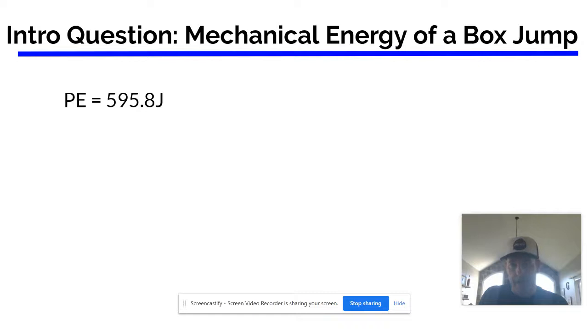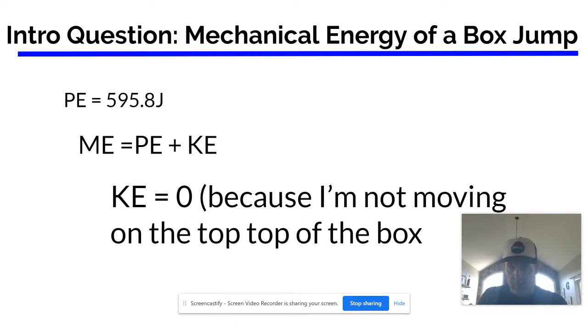So once we know that, we also know that mechanical energy is potential energy plus kinetic energy. So kinetic energy, when I'm on the top of the box, is 0 because I'm not moving. So that means that mechanical energy is going to be the same as my potential energy, 595.8 joules.